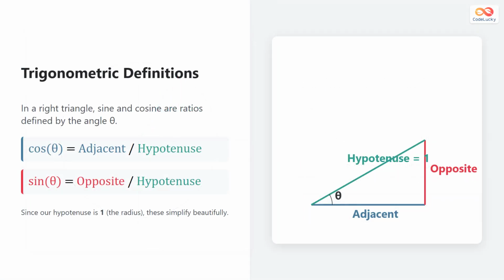In trigonometry, we define the sine and cosine of an angle theta based on the sides of a right triangle. Cosine is the ratio of the adjacent side to the hypotenuse, and sine is the ratio of the opposite side to the hypotenuse.